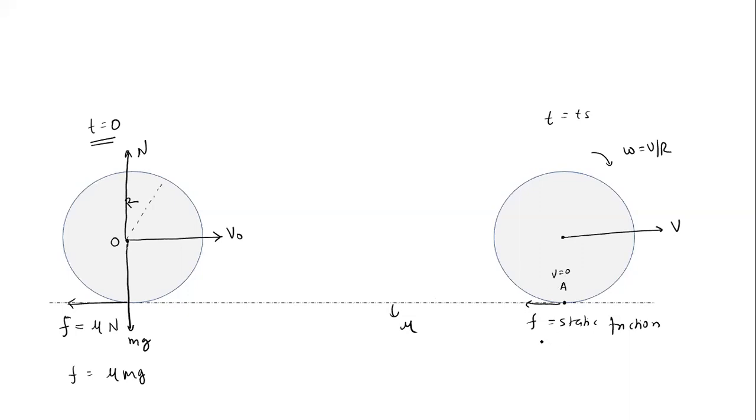Why? Because the point of contact velocity is zero. Which means what? There is no relative motion between the body and the surface. But it won't stop. Don't say that the body will stop at this point. That is what I told you yesterday, that in rolling motion, even though there is no relative motion between the two bodies, still the body is rolling.